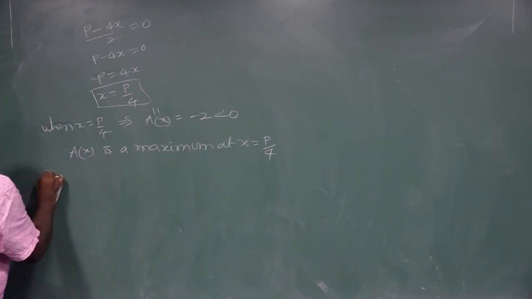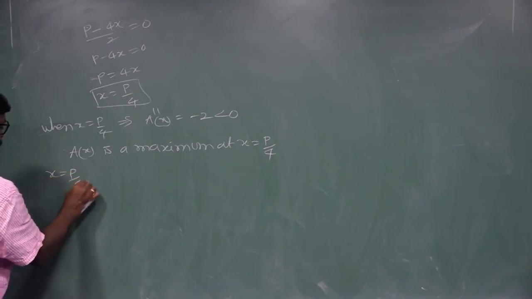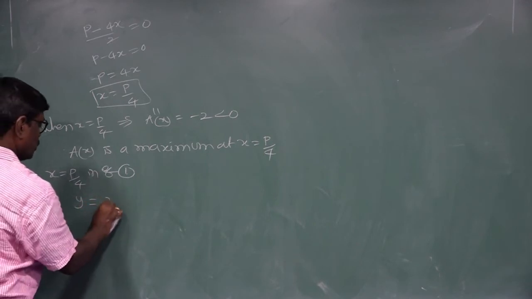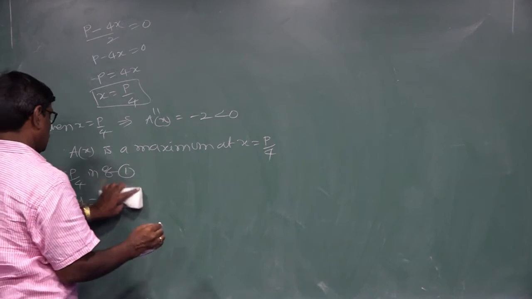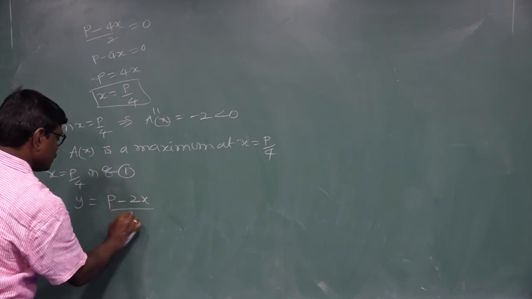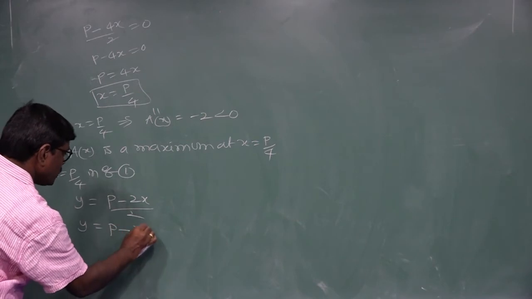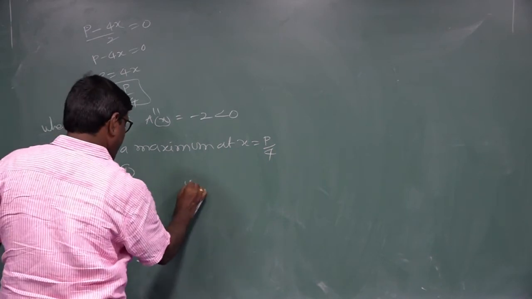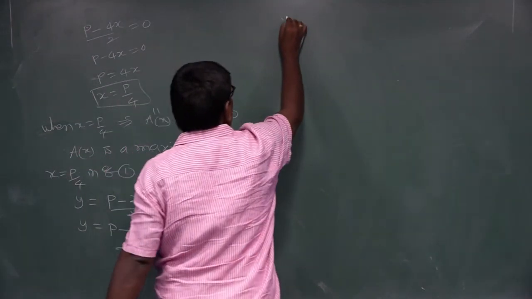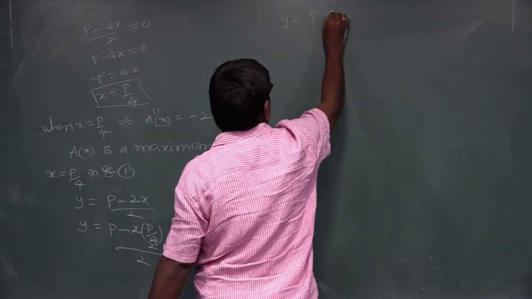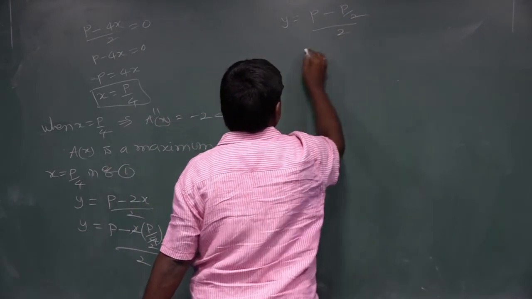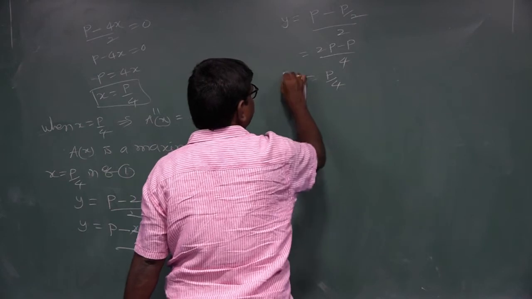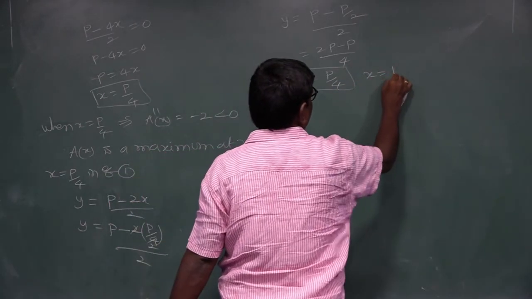Put x equal to P by 4 in equation 1. Equation 1 is y is equal to (P minus 2x) by 2. y is equal to (P minus 2 into P by 4) by 2. y is equal to (P minus P by 2) by 2, which is P by 4. y value is P by 4, x value is P by 4.